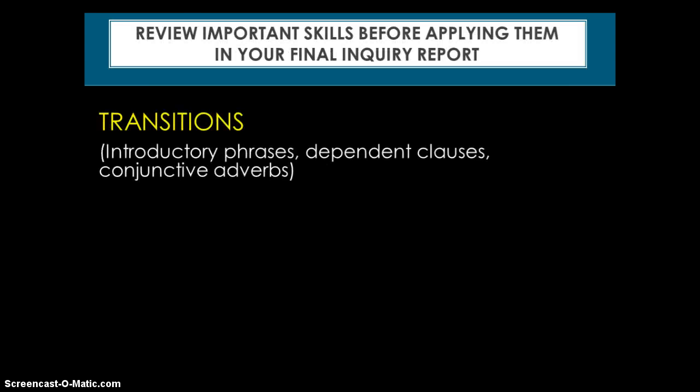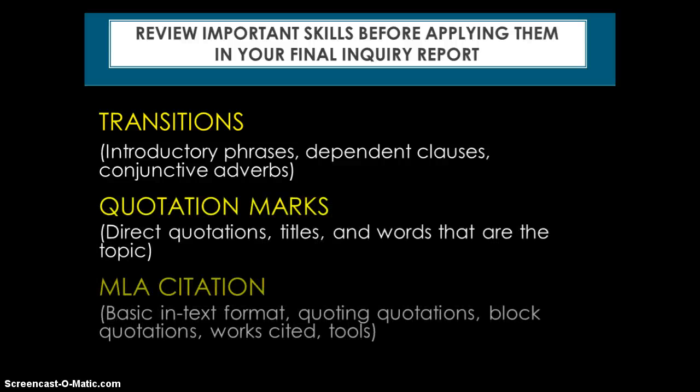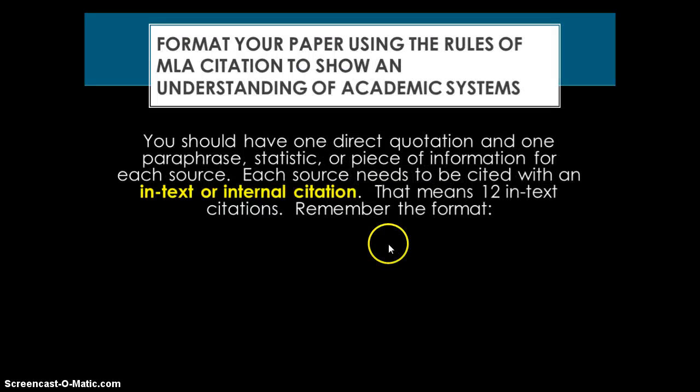So we've looked at transitions and we've looked at quotation marks. Now let's review very quickly MLA citation. In-text formatting: you're going to have one in-text or internal citation for each of the 12 pieces of information you're required to have. If you have a direct quotation, you need an in-text citation. If you have a paraphrase, statistic, or other piece of information, a fact, you need an internal citation.